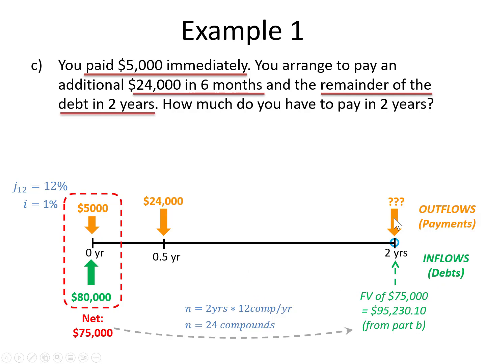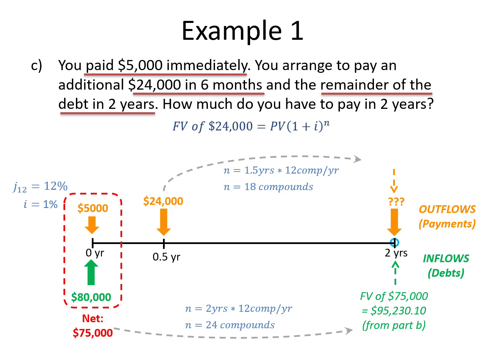Now, this isn't how much you're going to pay at 2 years, because we also have this $24,000 payment. So to consider that $24,000, I also move that to the 2-year mark, moving it forward 1.5 years to get to the 2-year mark, or 18 compounding periods where it would be accruing interest. So I calculate the future value of that $24,000. It's going to be that principal times 1 plus the applied interest of 1% to the power of 18. And I get $28,707.34. So I'm going to add that amount of money right here.